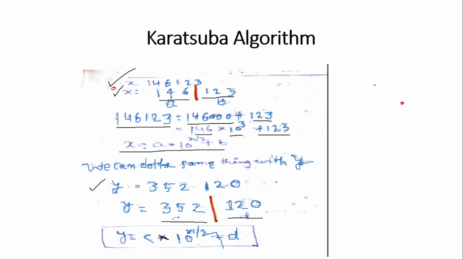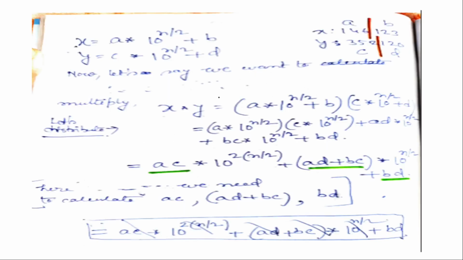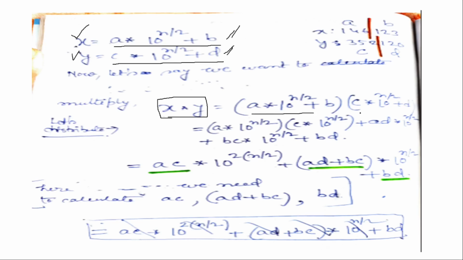The Karatsuba algorithm uses a recursive technique to calculate the multiplication. We have taken two numbers x and y. Just now we saw that y is represented as c into 10 to the power n by 2 plus d, and x is represented as a into 10 to the power n by 2 plus b. So we have divided it. Finally we want x into y, right? If you replace x with this and y with this, you will get this into this.